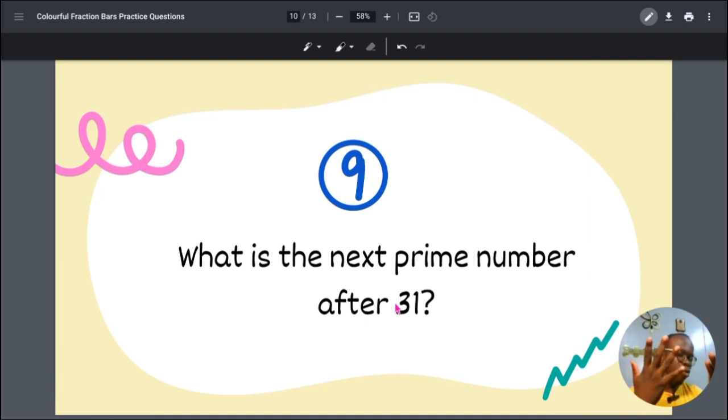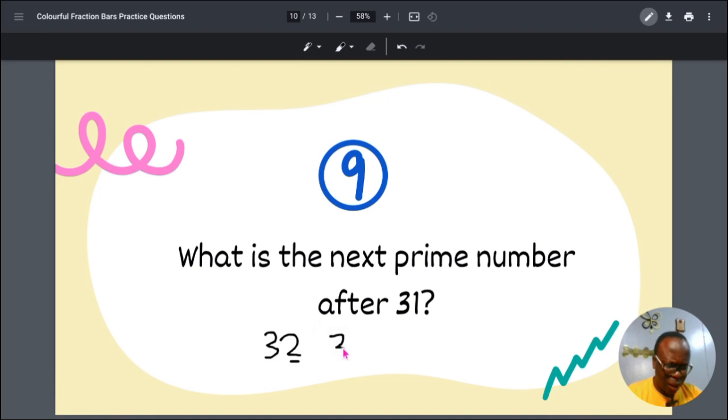So after 31, which next number is a prime number? That number has to have only 2 factors. So let's look at the next numbers after 31. After 31 is 32. Of course, because it ends with an even number, 2 can divide it. So it's not a prime number. Remember, a prime number must only be divided by itself and 1.